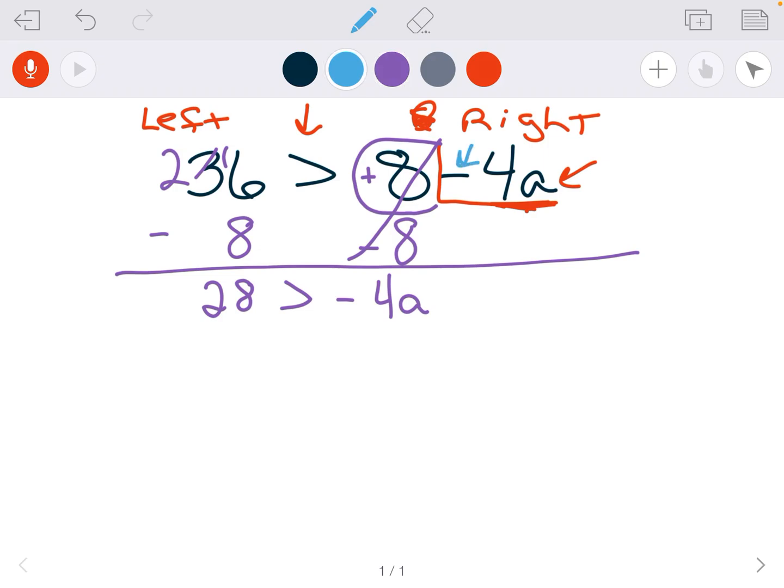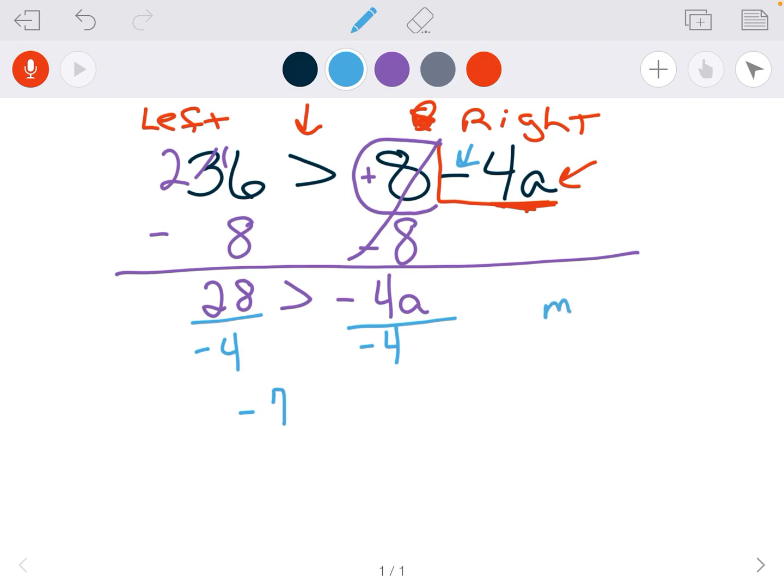So now I have a -4a times, this means times, so what's the opposite of times? Division. I'm going to take that negative sign with it. What I do to one side of the equation, I do to the other. So I have a 28 divided by a -4, which gives me a -7.